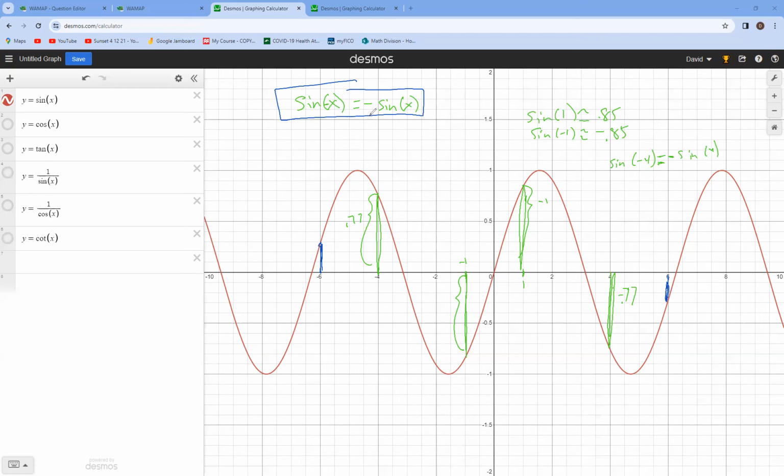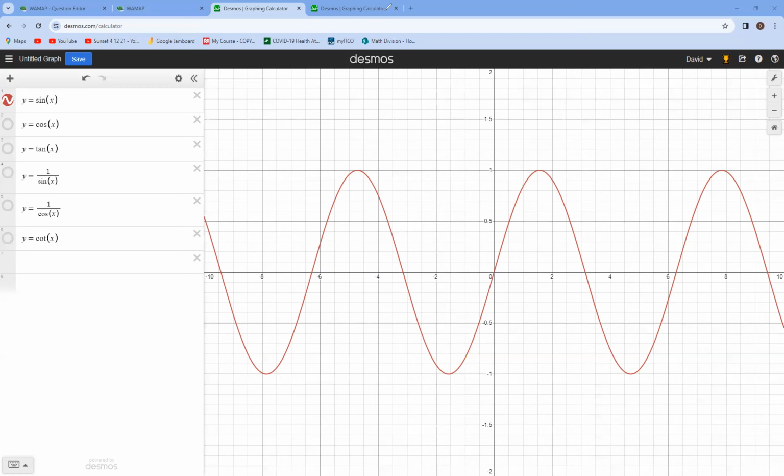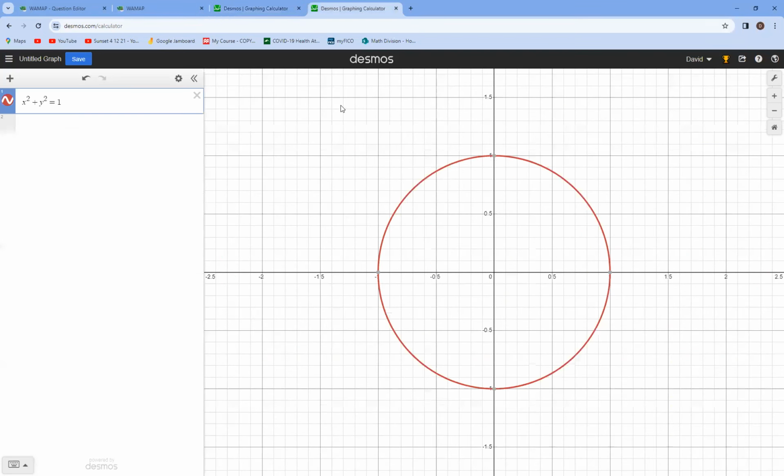You can also see that from the unit circle. Let me clear out all those drawings and hop over to the unit circle. Got to grab the pointer instead of the pen. So this is a circle of radius 1.